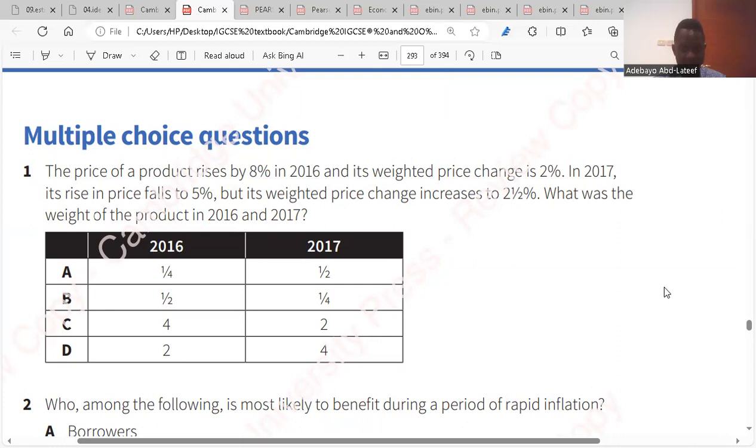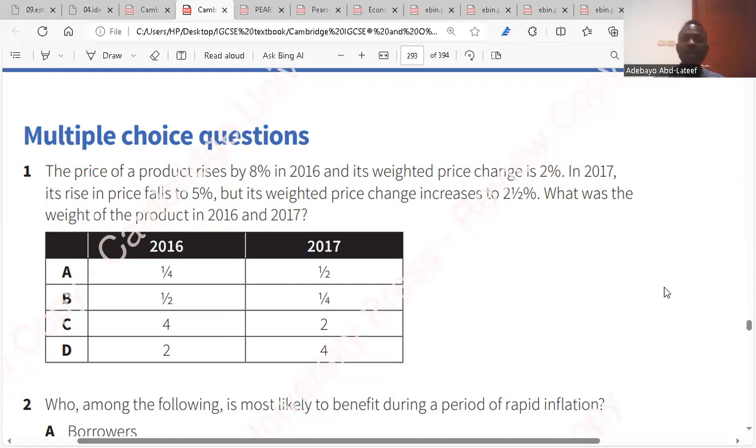Wait, let me check. The price of a product rises by 8%. Its weighted price change is 2. It is supposed to be 8 multiplied by this, but now they're giving us the 2. So it will be 2 over... 2017 over 2016. Did you get it? So what's the answer? 1 over 4. And then over 2. The base year is 2016. Yes, 2016 over 2017.